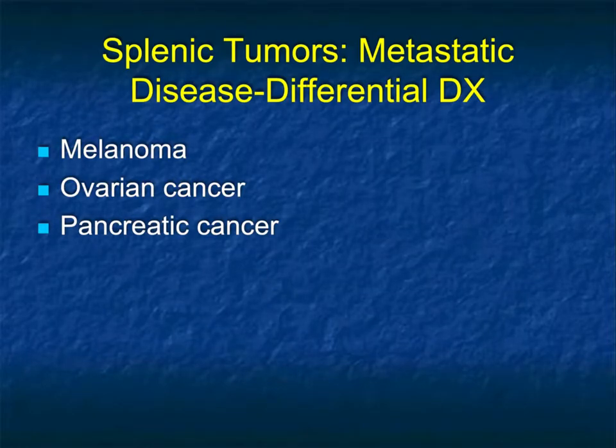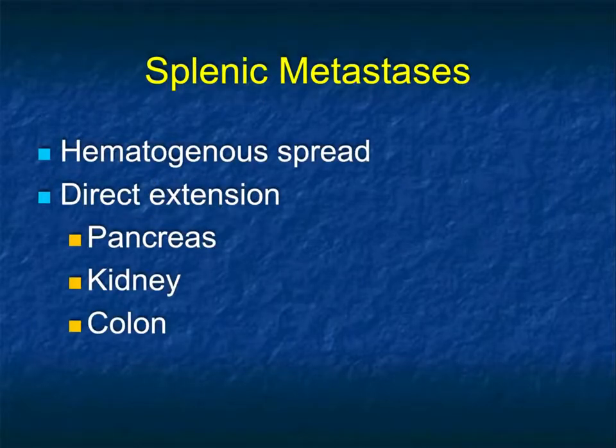Now, when we talk about splenic tumors, we also talk about metastasis. Melanoma, ovary, and pancreas are three of the good ones. When you think about hematogenous spread, we think about melanoma. When you think about direct extension, you think about pancreatic cancer, particularly tail of pancreas.